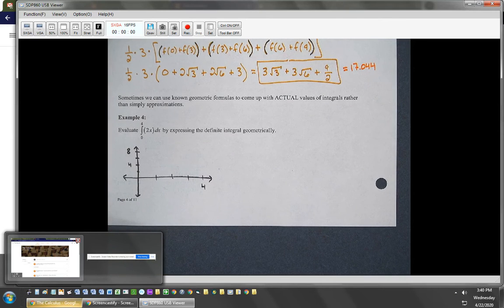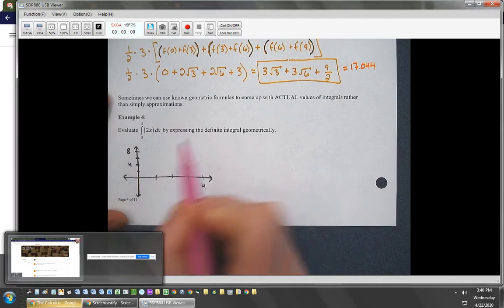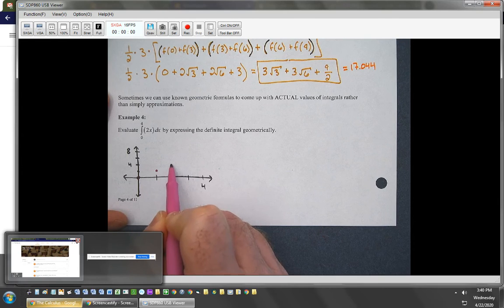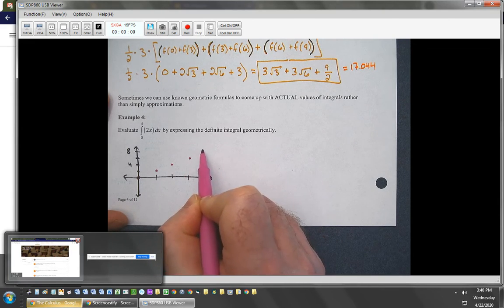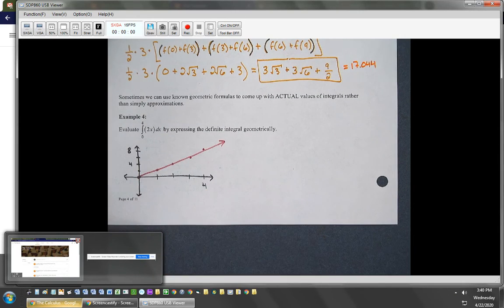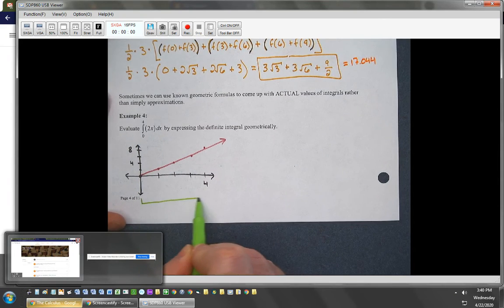So our sketch should look like, so 0, I'm graphing 2x basically. So that's going to 0. 1 would be 2, 2 would be 4, 3 would be 6, 4 would be 8. Here's my curve. My interval, though, that they want us to cover, we're going from 0 until 4. That's my interval.